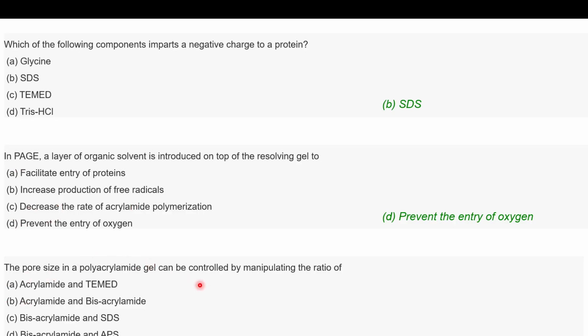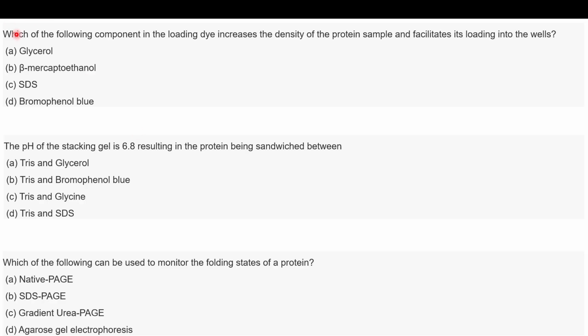The pore size in a polyacrylamide gel can be controlled by manipulating the ratio of acrylamide and bisacrylamide. Which of the following components in the loading dye increases the density of the protein sample and facilitates its loading into the wells? This is glycerol. The pH of the stacking gel is 6.8, resulting in the protein being sandwiched between tris and glycine, right? Because the glycine amino acid will have a more or less neutral charge in this case.